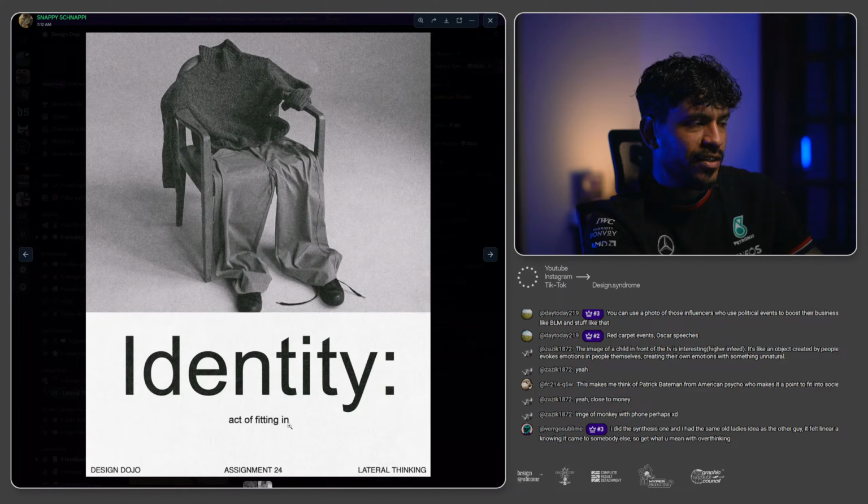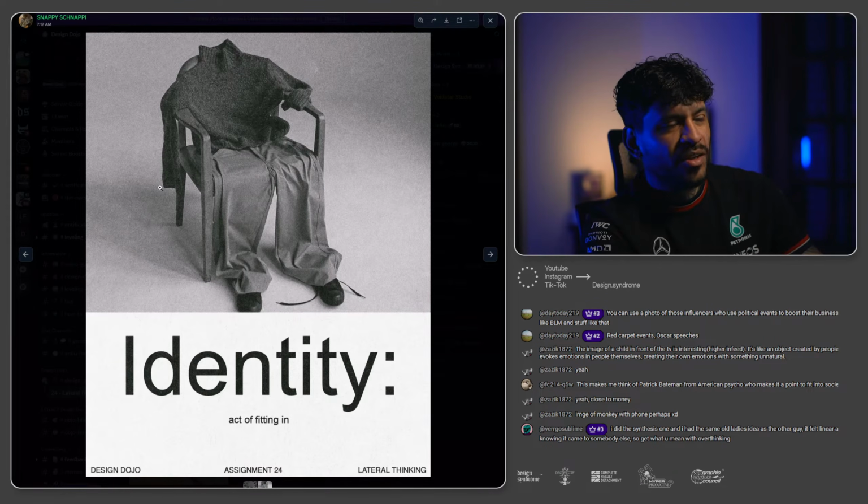"Identity, act of fitting in." This I like more. The image is too poetic. Like in the previous one, they were both too poetic. You know? But there is something nice. It is a nice piece.